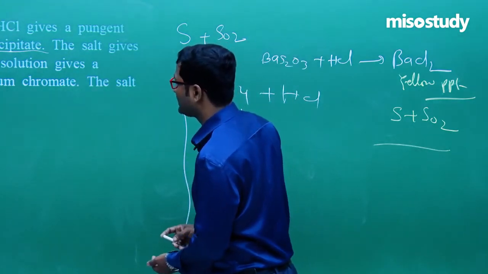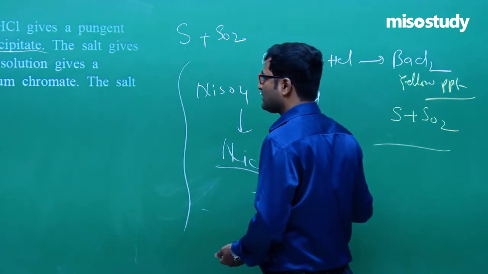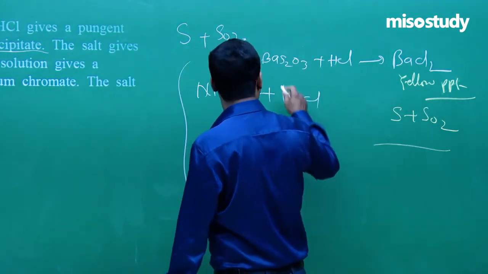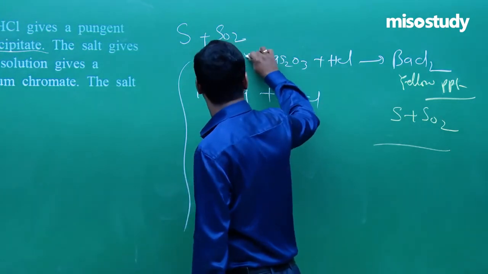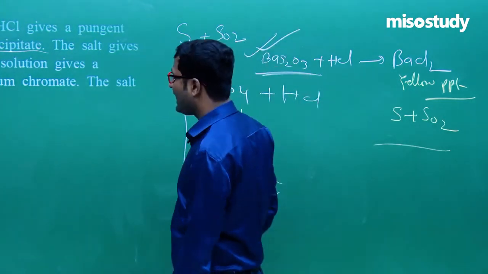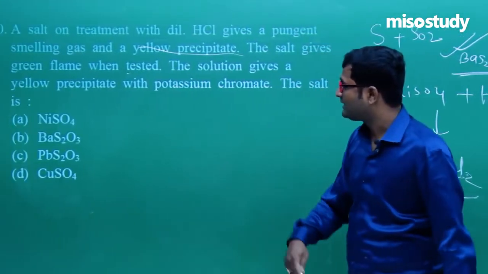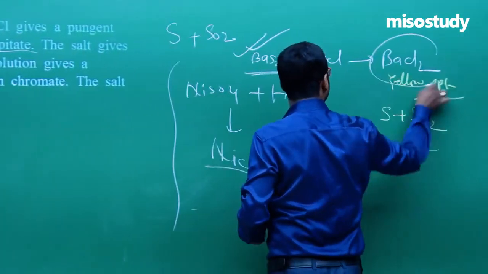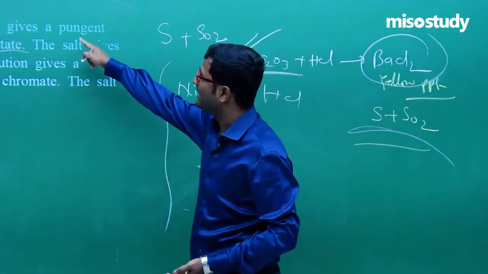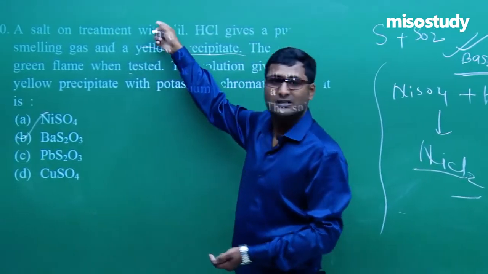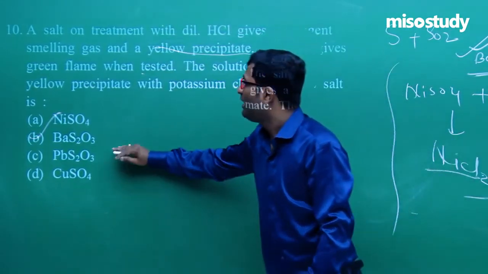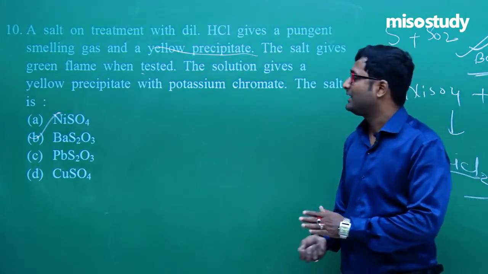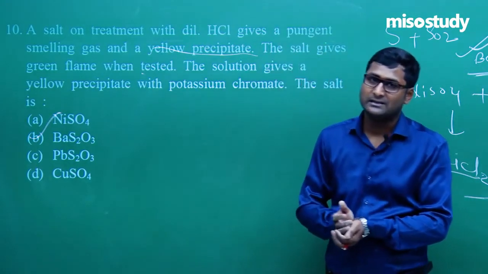And the solution gives yellow PPT with potassium chromate. So we do not need to check C and D, because it is single option correct, BaS2O3. So for question number 10, B is the correct option. The reaction gives BaCl2, yellow PPT, and a pungent smelling gas. So this satisfies the statement. Clear? For question number 10, B is the correct option.